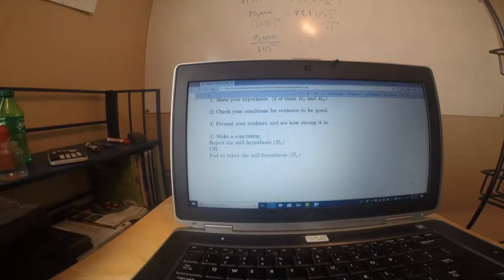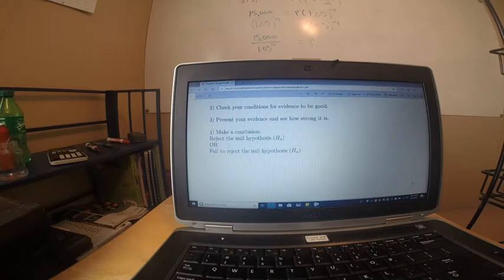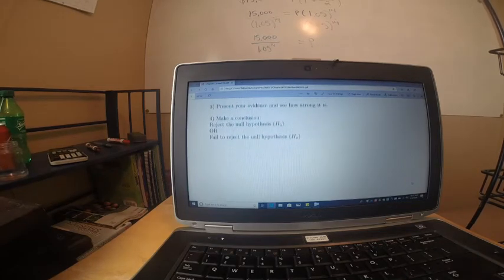You have to present your evidence to see how strong it is. You have to make a conclusion, either reject the null hypothesis or fail to reject the null hypothesis, and then you're pretty much done. You got to write it up in a complete sentence.